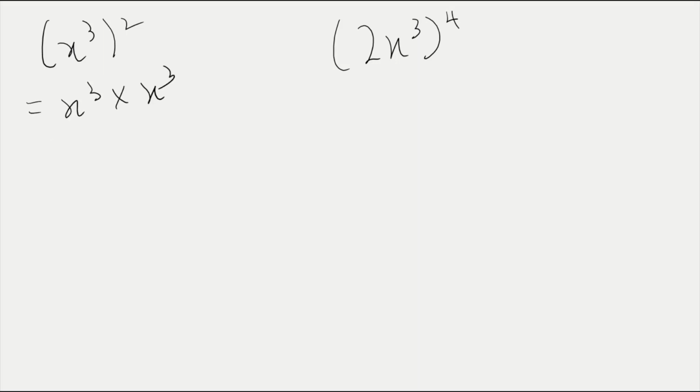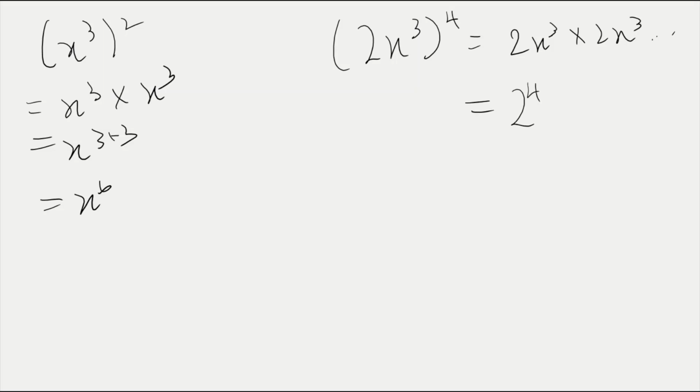Law of indices for raising a power to another power. When you're given x cubed squared, or 2x cubed to the power of 4, if you want to do it slowly, you can. x cubed times x cubed equals x to the power of 3 plus 3, which gives you x to the power of 6. And 2x cubed times 2x cubed, 4 times, will give you 2 to the power of 4 times x to the power of 3 plus 3 plus 3 plus 3, which gives you 16 times x to the power of 12.